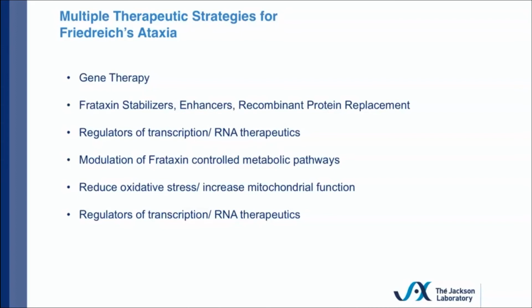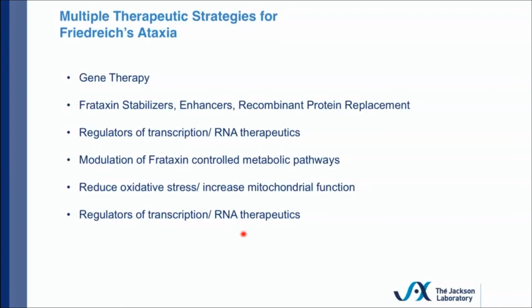Certainly regulators of transcription and RNA therapeutics, if this is a disease of low frataxin protein, if you could tickle, if you will, the upregulation of the RNA and perhaps make more protein coming off of the gene, then that would be also desirable. And then, of course, there's modulation of other pathways that are associated with frataxin. And some of the more common therapeutics associated with the decrease in the oxidative stress and mitochondrial function, and as I mentioned, some of the RNA therapeutics.